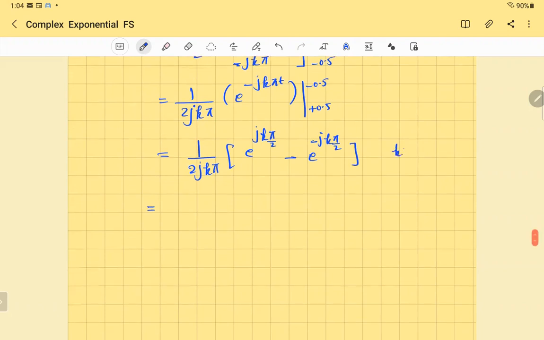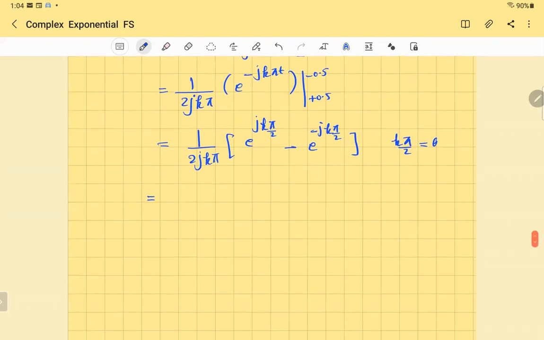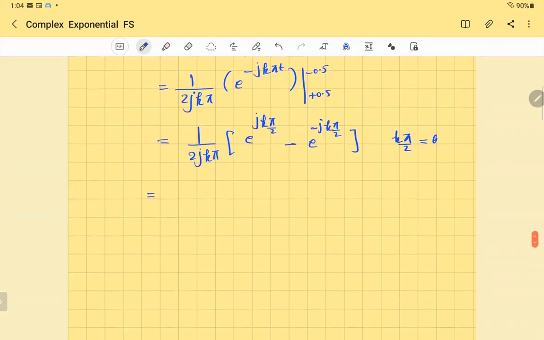Remember that k pi over 2, if it bothers you, you can call it anything. What about if you call it theta? K pi over 2, call it theta. So if k pi over 2 is theta, what's k pi? 2 theta, right? If you want to make it easy, it looks easy. Because I know that when you say j, k, it's annoying. So I say 1 over 2 j k pi. K pi I found is equal to theta. And this one will be e to the j theta minus e to the minus j theta.